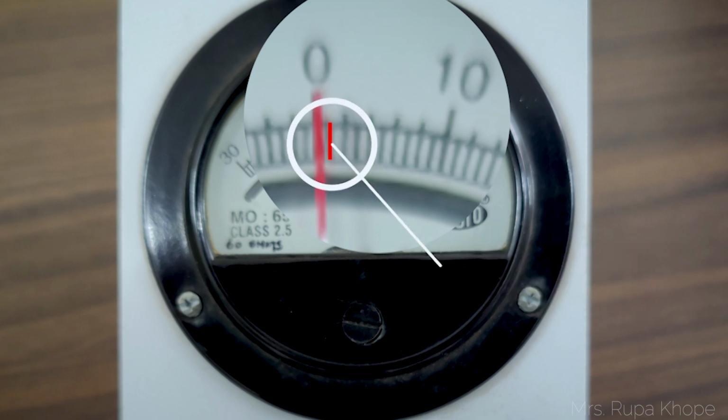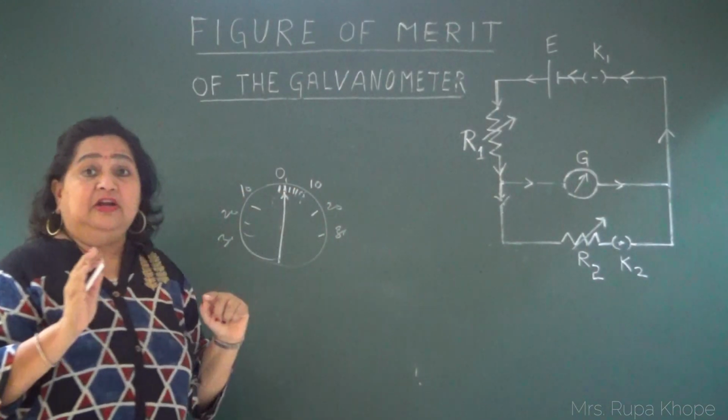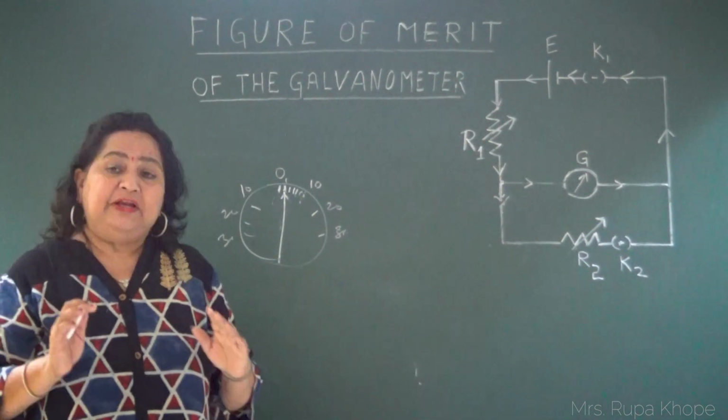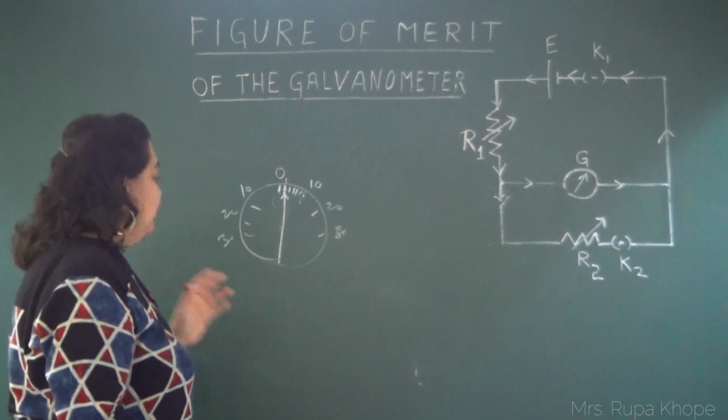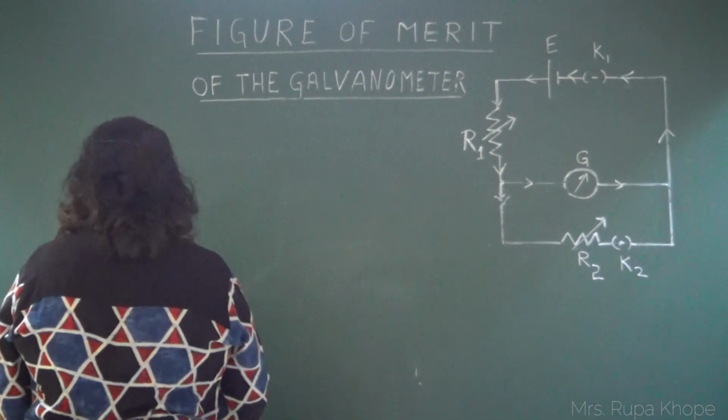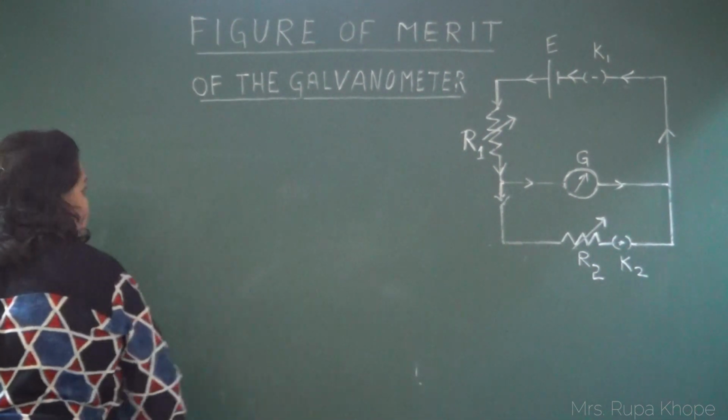Therefore, suppose this pointer comes on the first division. This is my 0 and this is the first division. How much current it carries for that 1 division is the figure of merit of the galvanometer. Now we learn about it in detail. So let's start with the actual concept.